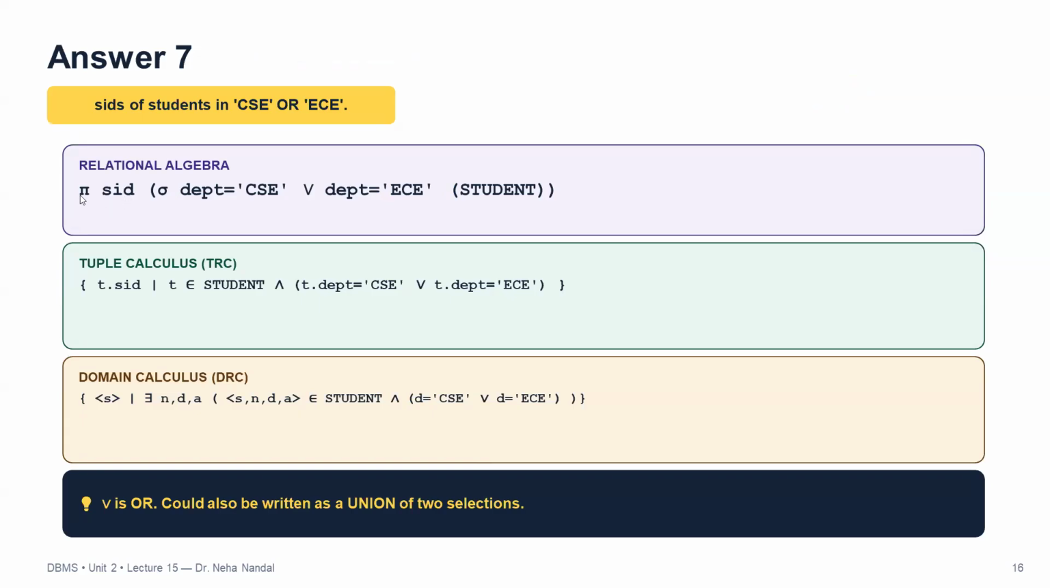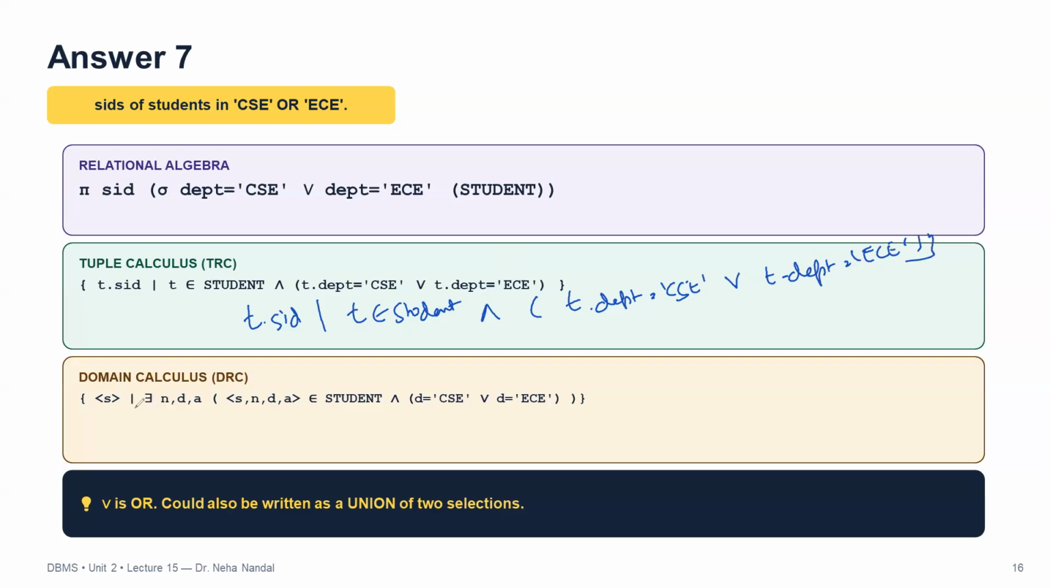Okay. So again, you are projecting SIDs, and selection you are doing from the student table, with a condition department CSE or department EC. Now in the same way, you will represent it in the TRC. So see what is happening. We have to display only SID. First thing, this T belongs to student, and then we have to give the condition, and the condition is T dot department should be either CSE or T dot department ECE. Yes, so it is already written. So that is your answer.